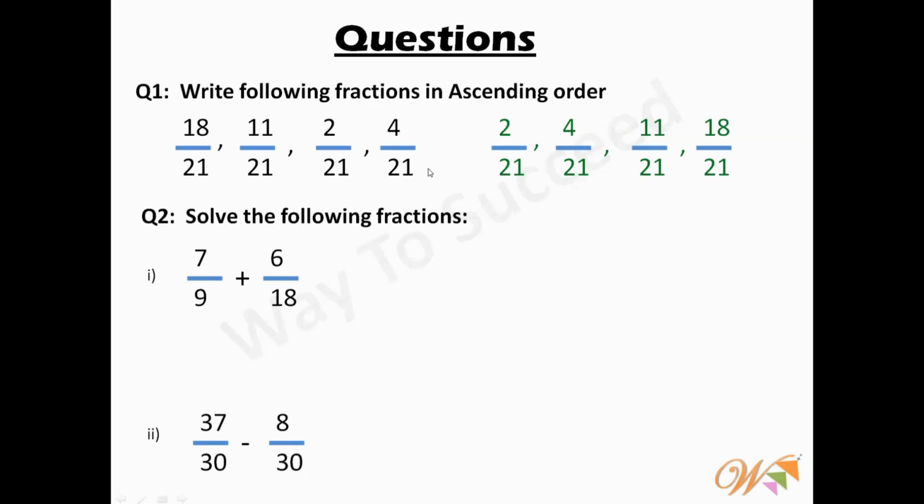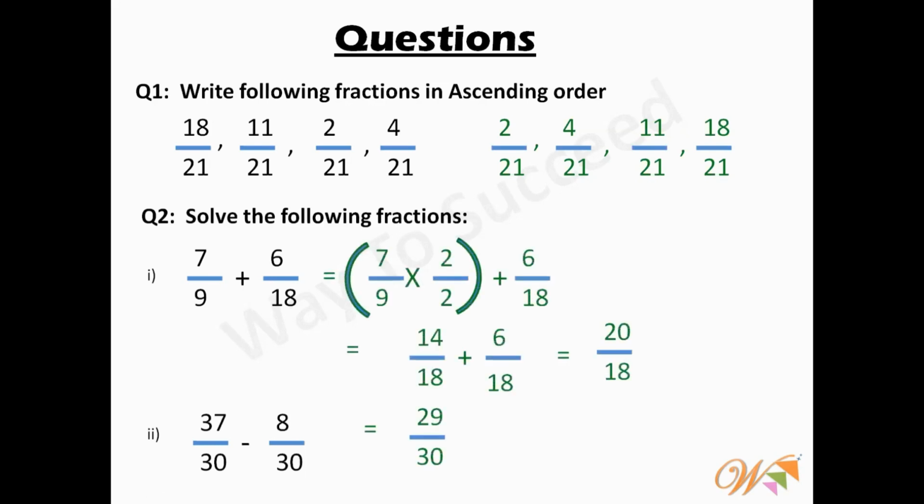How do we solve the fractions? In the first one, fractions are not like fractions. So first you'll have to find the equivalent fraction to convert them to the like fractions. So I am multiplying 7 by 9 with 2 by 2. I got 14 by 18. Now I don't have to convert 6 by 18. And 14 by 18 plus 6 by 18 gave me 20 by 18.